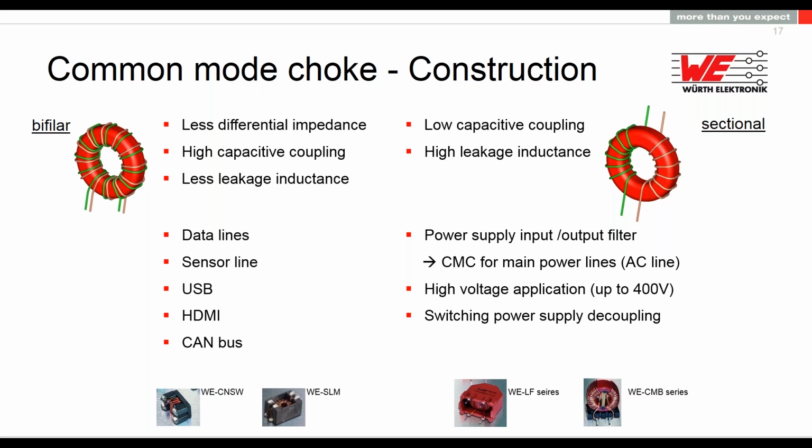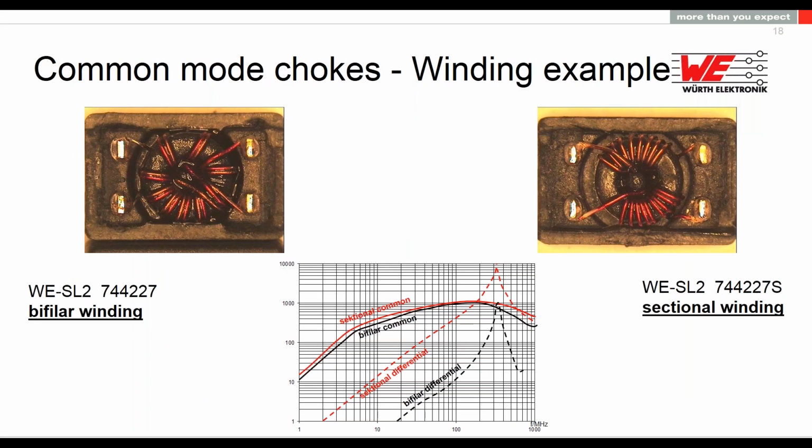I opened here a box of one of the common mode chokes, which can be sourced in the same package. One has a part number, the other one has the same part number, just adding a letter S. The S means sector winding. And when I open the box, you can see inside how the toroid is wound, in bifilar method or in sector method.